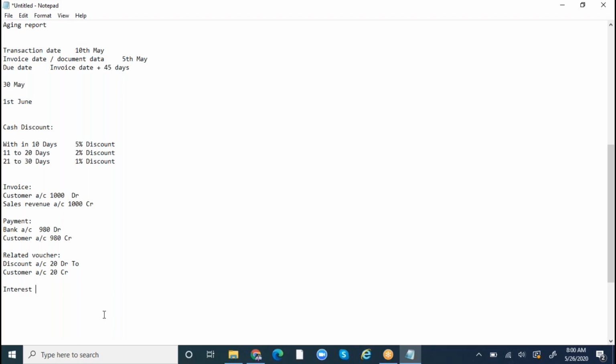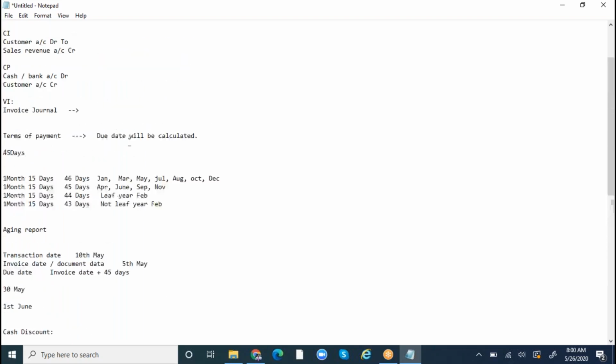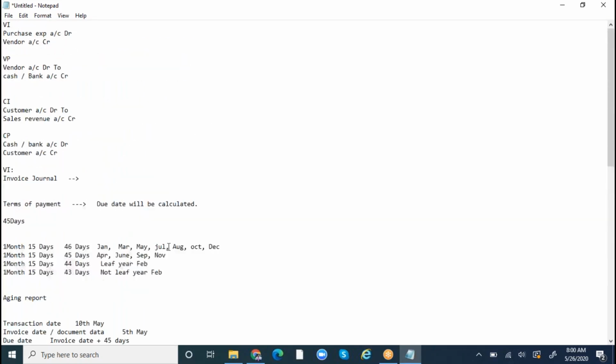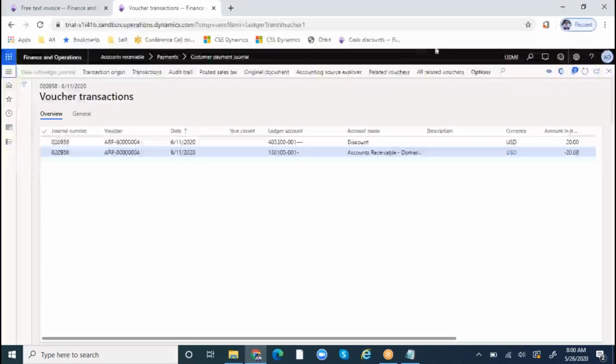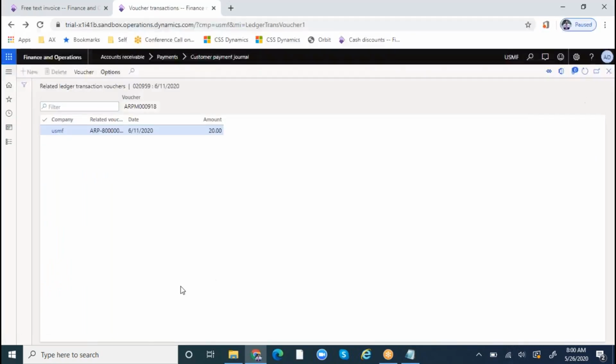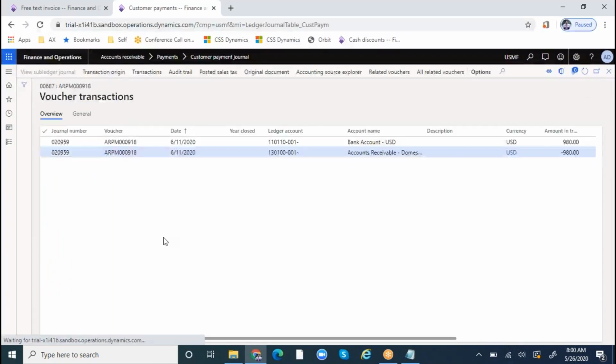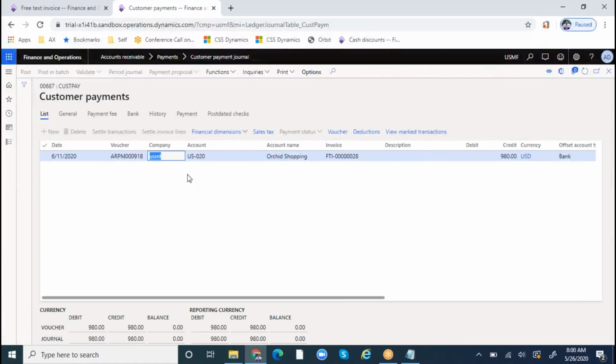Fine. Anything else, please? So today we have discussed terms of payment and cash discount. Can you show me once again the discount voucher transactions? Yeah, the 20. Let me close this form. So this is the transaction we have paid, that is customer payment.